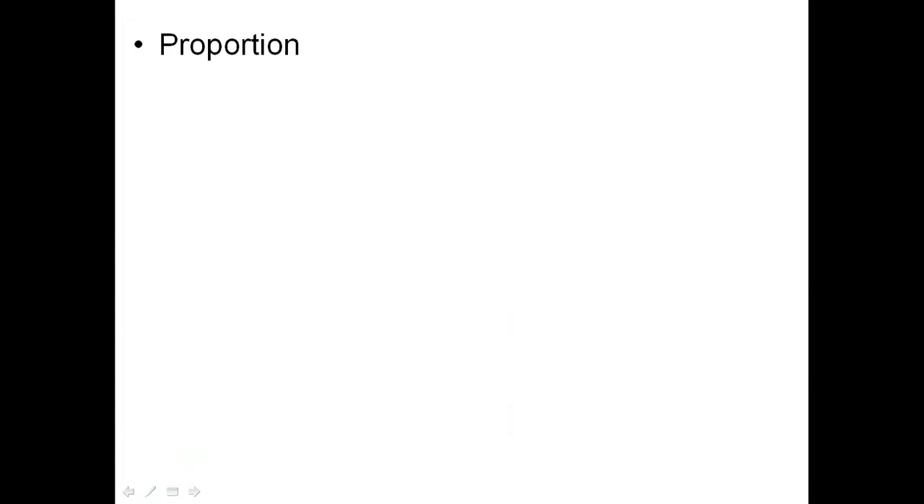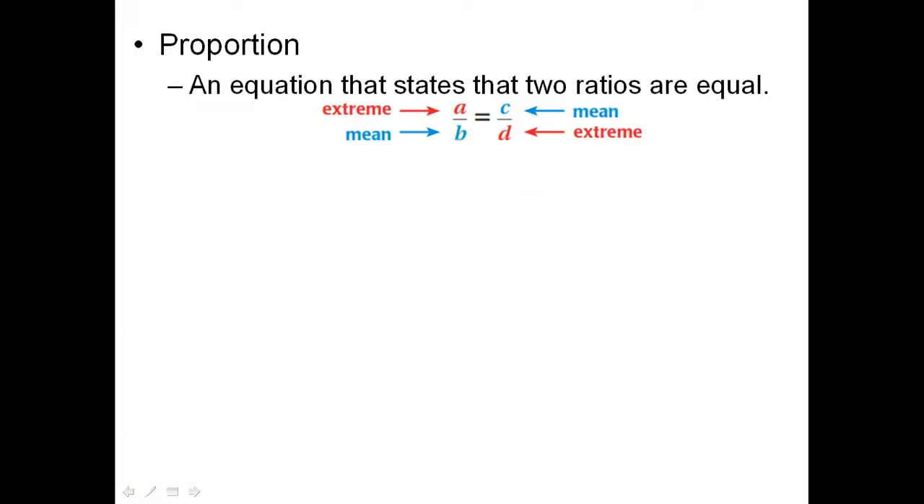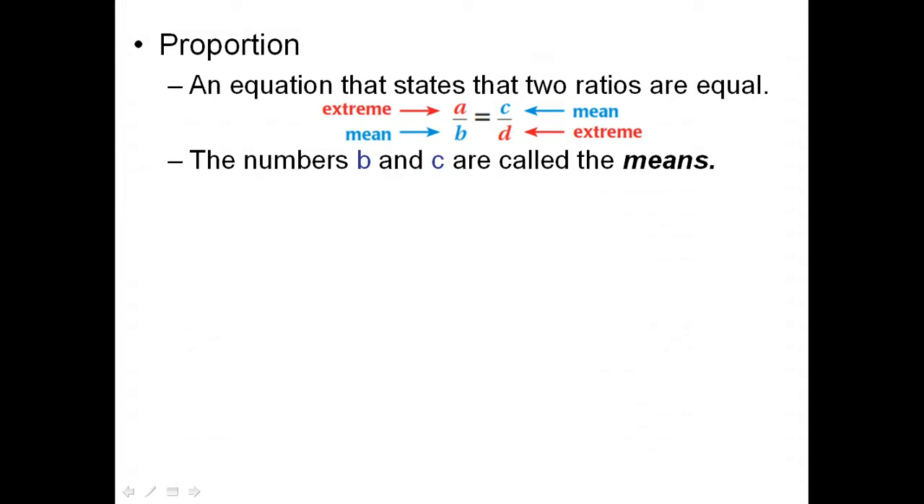Now, proportion. What is a proportion? A proportion is when we set two ratios equal to one another. When we set this up, we would read that proportion as A is to B as C is to D. The B and the C are called the means of the proportion. The A and the D are called the extremes of the proportion.